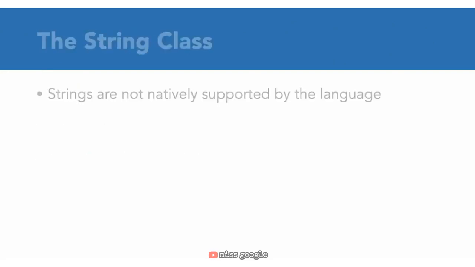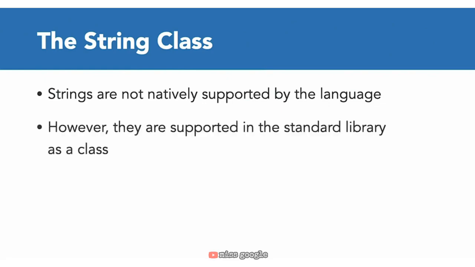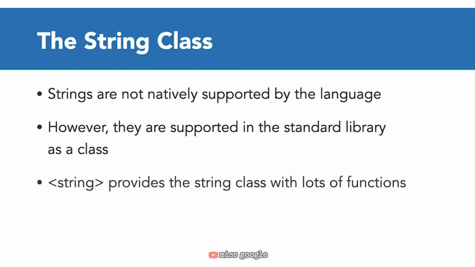Next, we have the string class. Now, strings are not natively supported by the language. As in C, you may work with strings as arrays of characters terminated with the value 0. However, strings are supported in the C++ standard library as a class. The string header file provides the string class and lots of string manipulation functions.